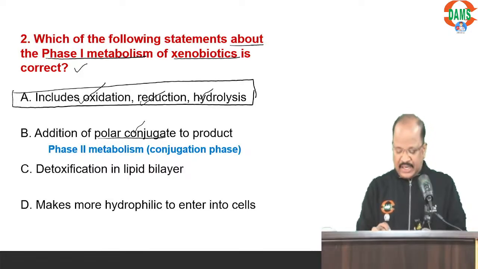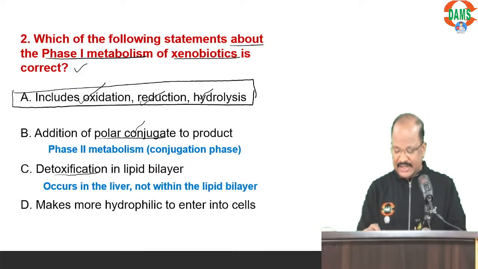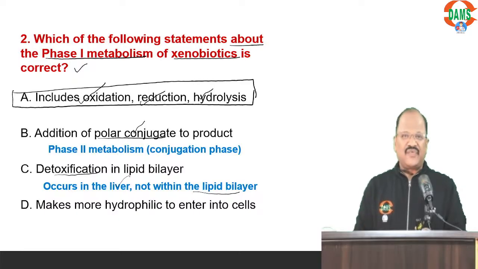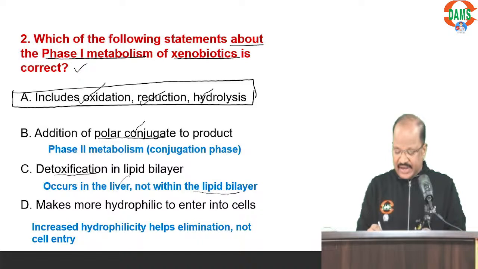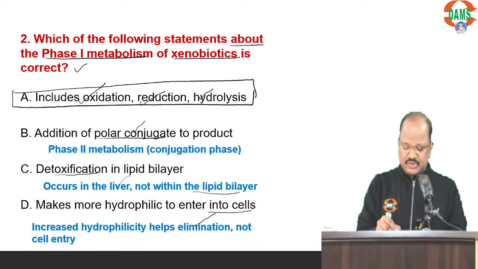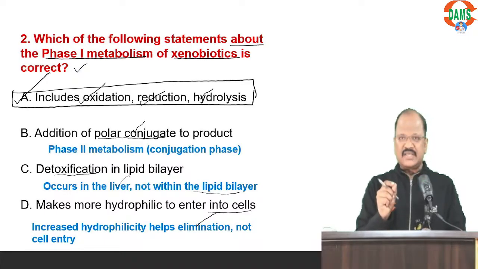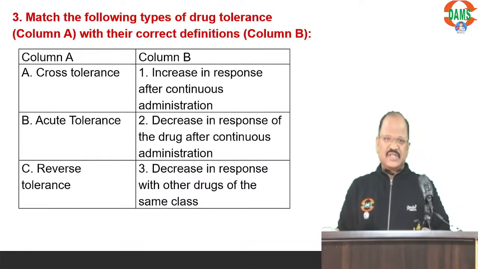Coming to C, detoxification in the lipid bilayer. No, detoxification of drugs usually occurs in the liver, not within the lipid bilayer. And making more hydrophilic: phase 1 is not going to make it hydrophilic. When it becomes hydrophilic, that is, water soluble, it is ready for excretion, not to enter the cell. So the right answer is option A, that is, phase 1 means oxidation, reduction, hydrolysis, cyclization, and decyclization.